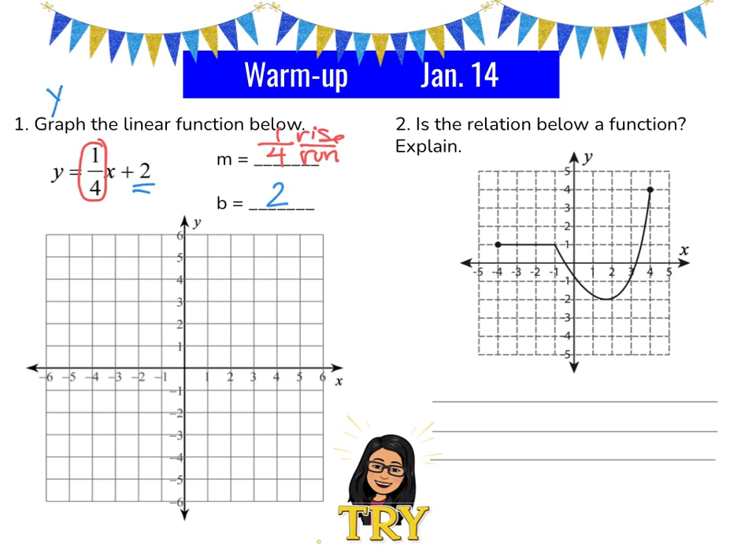And we're going to use the formula y equals mx plus b. So we're going to start at the 2 on the y-axis. And then we're going to use the slope. So here what we're going to do, rise up 1. So you're going to go up 1 and over 1, 2, 3, 4, and then you're going to put a dot right there.